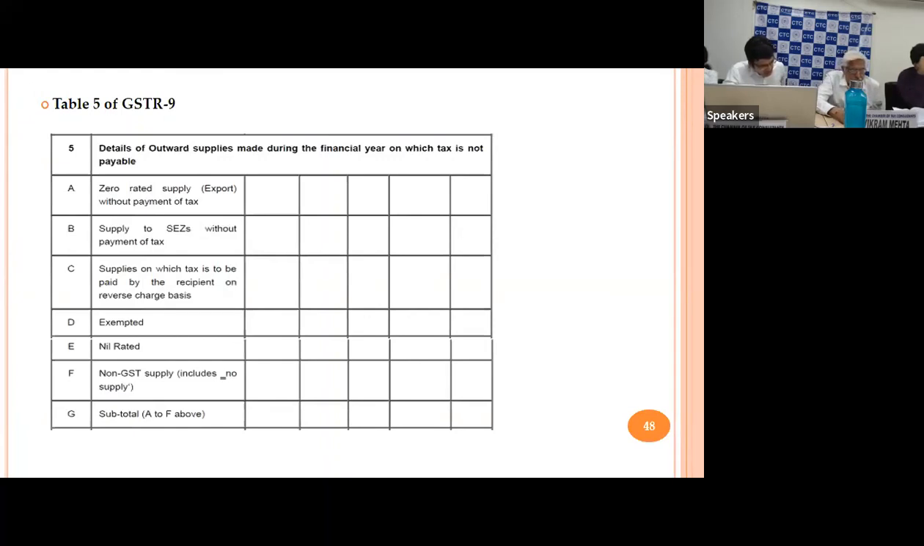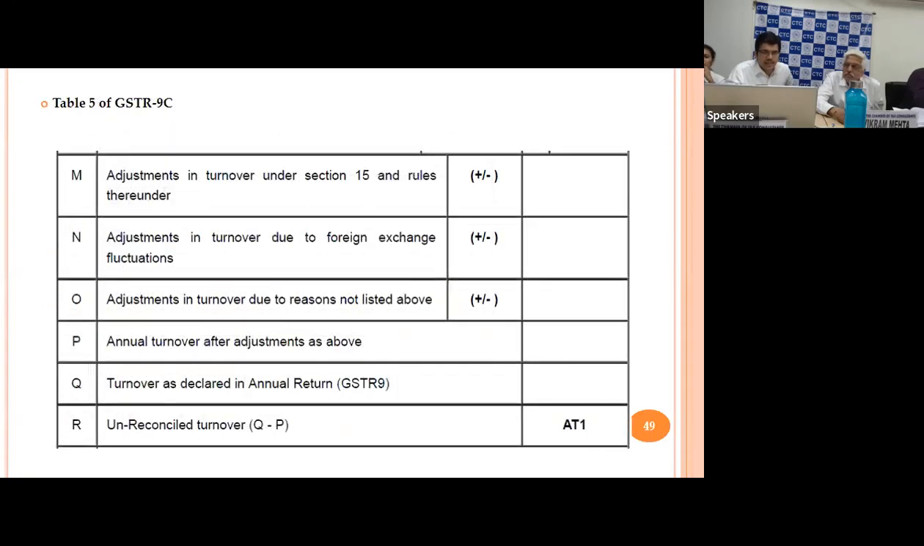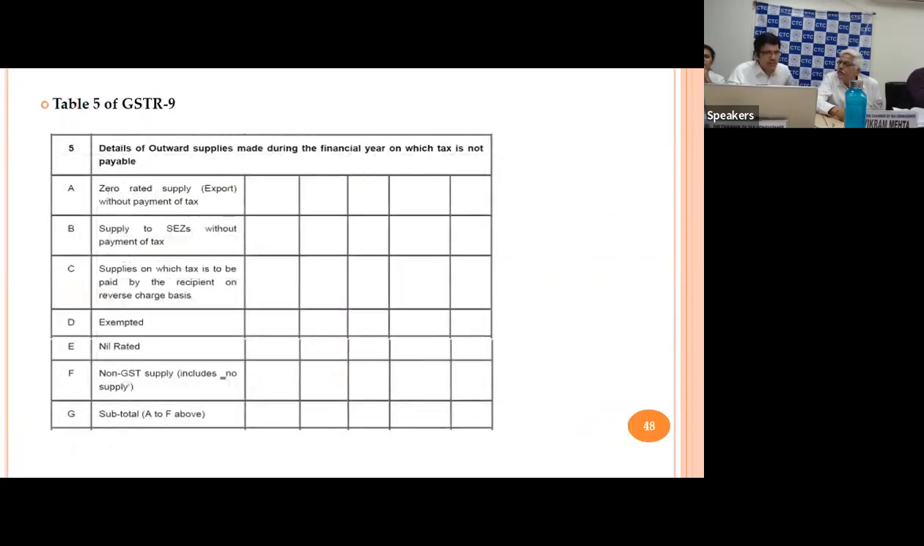5F says non-GST supply, which includes no supply. You can show it over here. That is one of the options. Or you can argue this is not even a supply, not even a no supply, so it will not get reflected over here at all. In table 9C, it will come as a reconciliation item or adjustment in turnover, 5O, due to reasons not listed above. Those are the two options available. My suggestion would be to show it in table 5 of GSTR-9, 5F, as a no supply, so that there is no unnecessary reconciliation item.